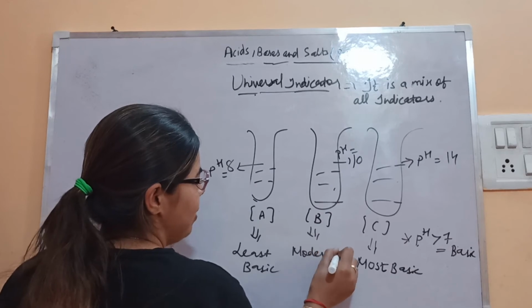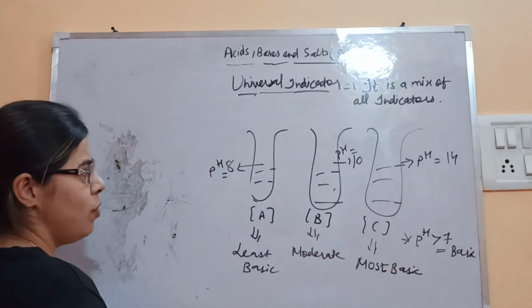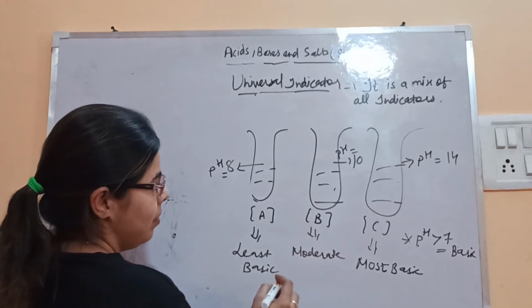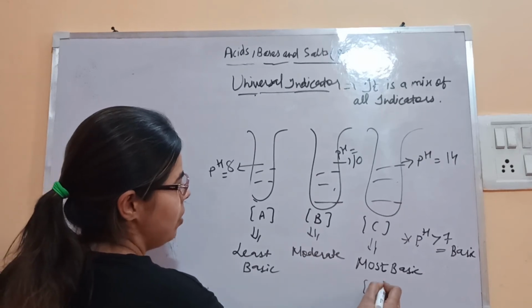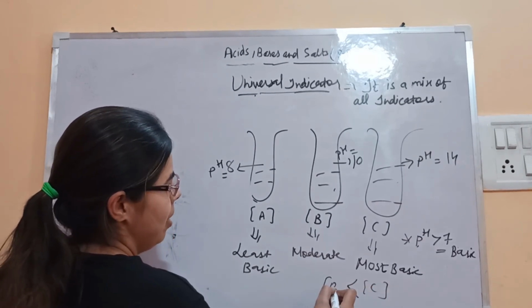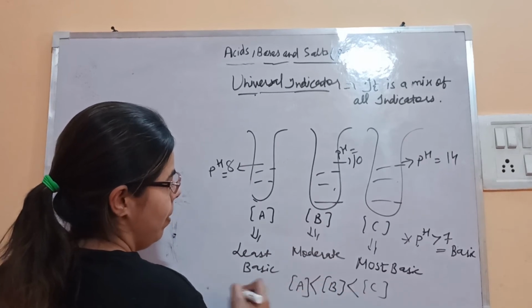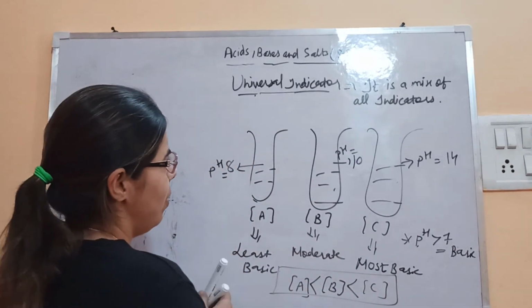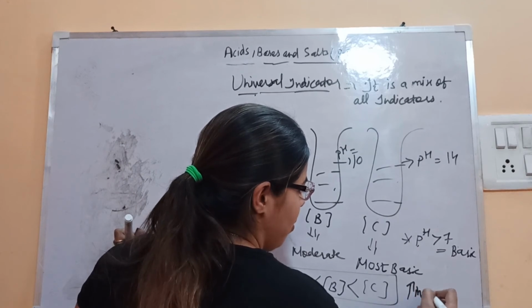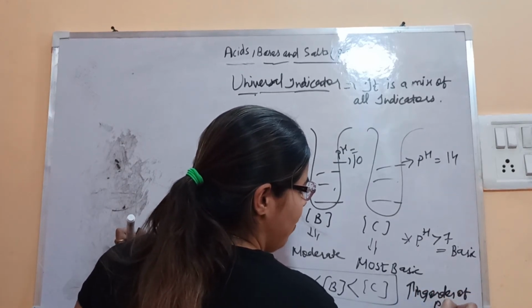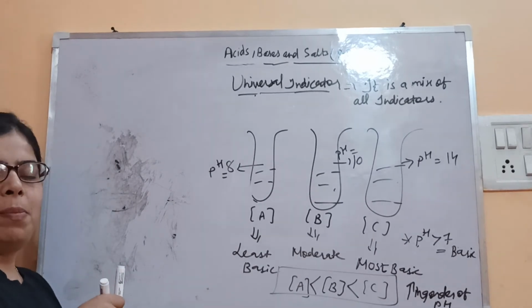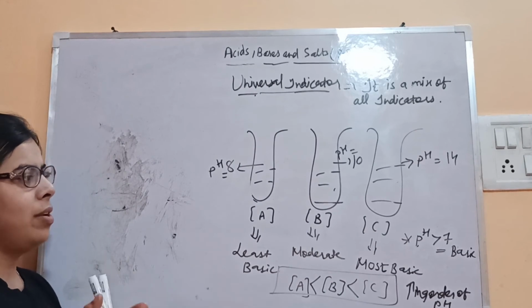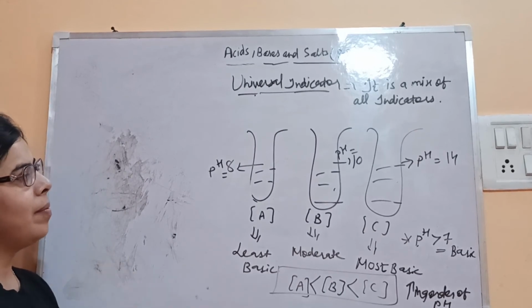Okay, so what is the order? If I say arrange the order of the bases of all these solutions, so what will you do? Which one will come first? If I arrange in the increasing order, C is more basic, then B will come, and then A will come. Okay, so this is the increasing order of pH of the given solutions. So these kinds of questions will be asked in the exam. The pH is given, you need to identify the nature, whether strong, weak, and so on. Okay, so this is about the scale.